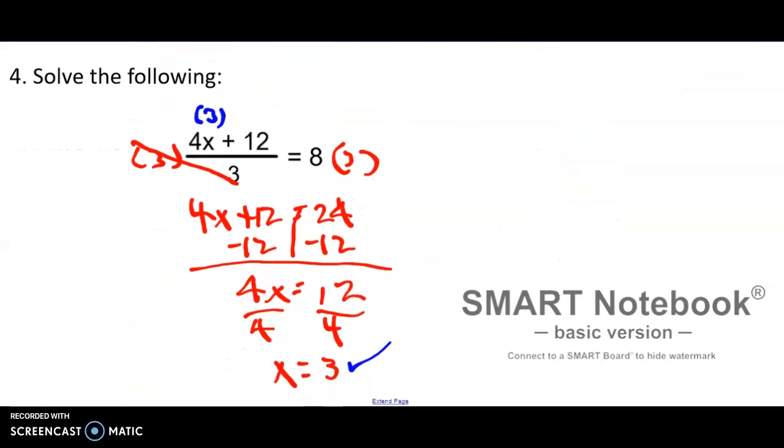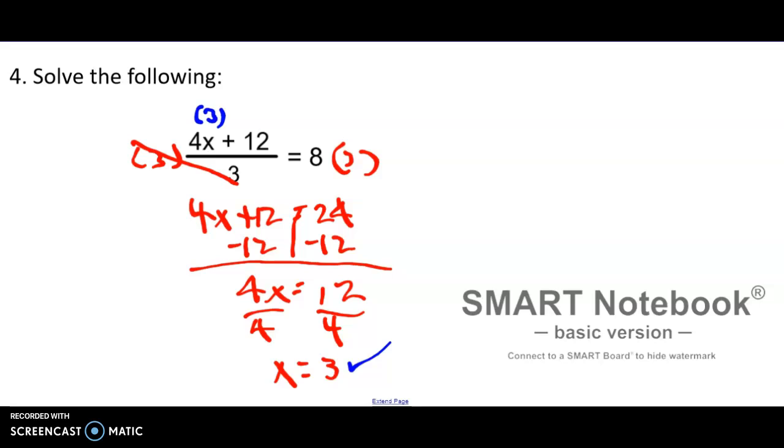Number 4, solve the following. 4x plus 12 divided by 3 is the same as 8. I'm going to resolve the denominator of 3 out of this equation. So if I multiply it by both sides, I get 4x plus 12 is equal to 24. This sets me up for a two-step equation. I subtract 12 from both sides.